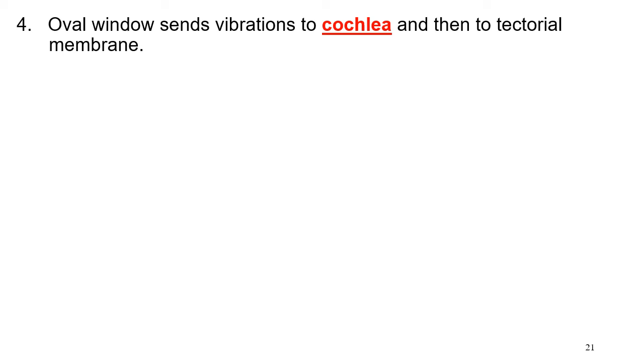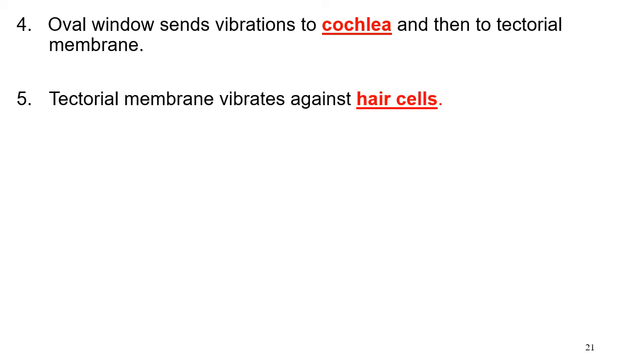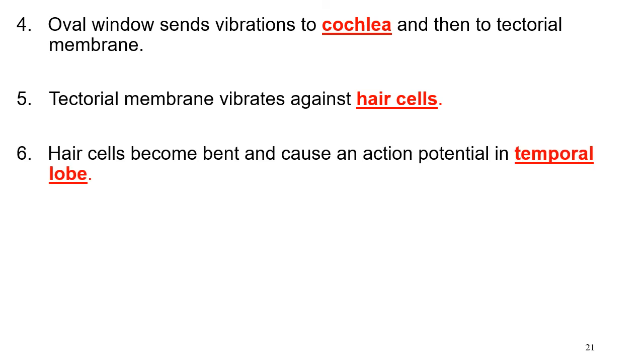Step 4. The oval window sends the vibrations to the cochlea and then the tectorial membrane inside the cochlea. The tectorial membrane vibrates against hair cells. 6. The hair cells become bent and cause an action potential in the temporal lobe of the brain. So in that temporal lobe of the brain, which is on the side of your brain, this is where we're going to process hearing and different sounds and different pitches. The brain then processes that sound.